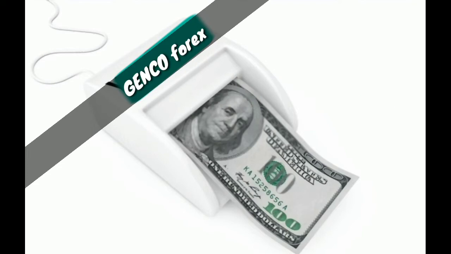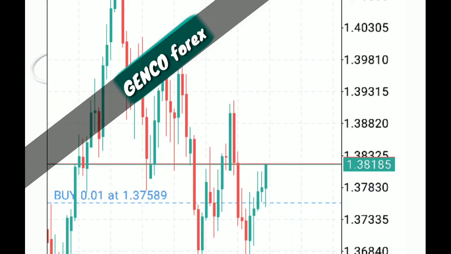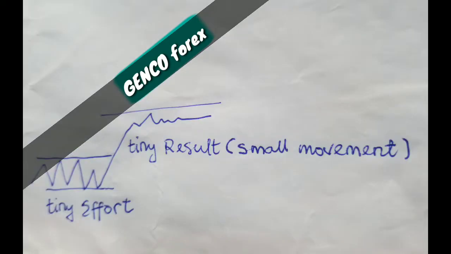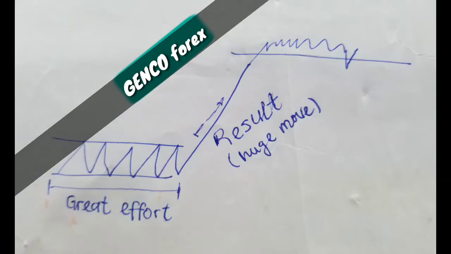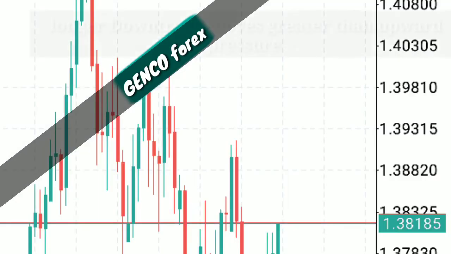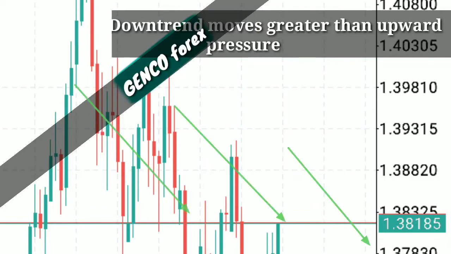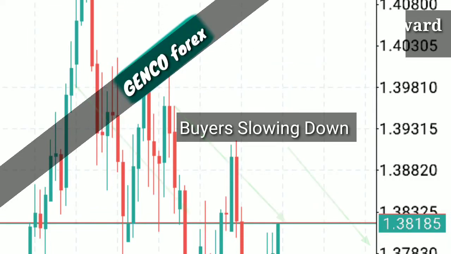Now, let's look at the two ways of looking at the forex market. Principle 1 says we have to look at the effort. Effort should be directly proportional to results. What does this mean? If the market is showing great effort in a particular direction and less confidence in the opposite direction, we expect a continuation in the direction of greater effort.